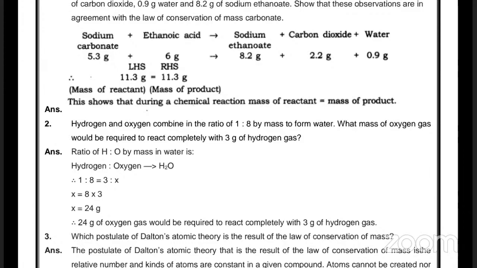So clear, all of you, this second numerical? Yes, sir. Now if I ask you the question, what mass of oxygen gas would be required to react completely with 5 grams of hydrogen gas? What is your answer? 40 gram. Yes, correct. Clear? Very simple question.